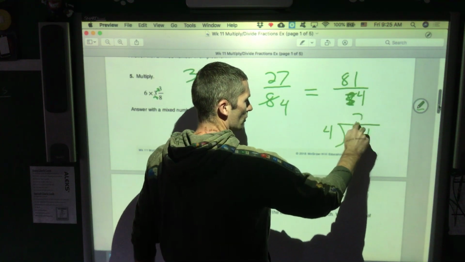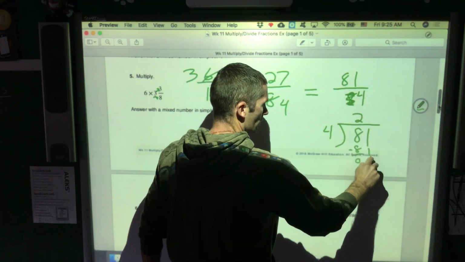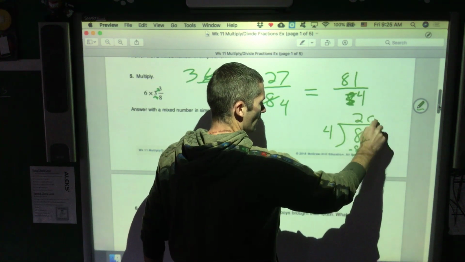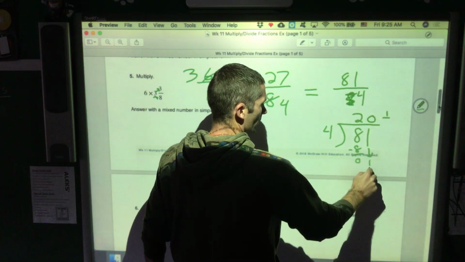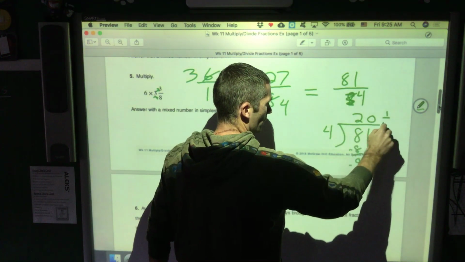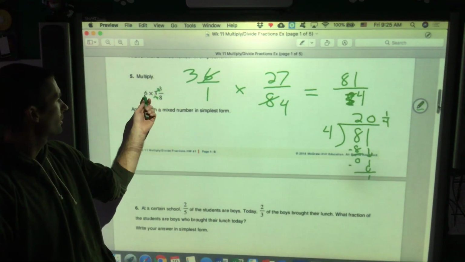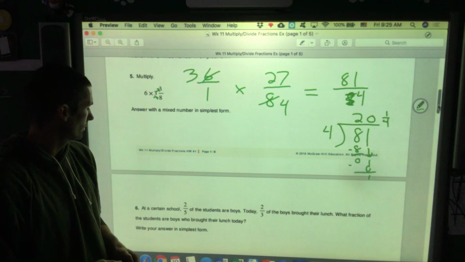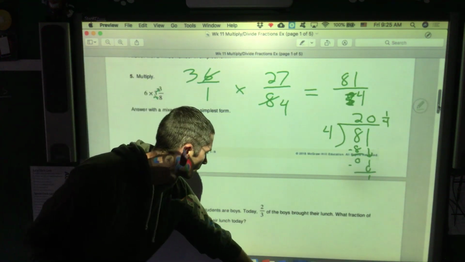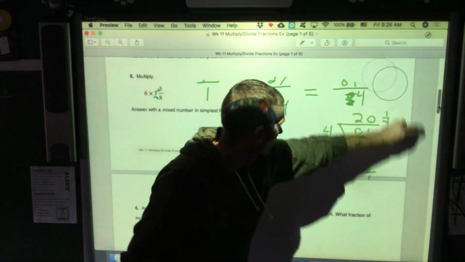4 goes into 8 2 times with no left over. 4 goes into 1 no times. So I have a remainder of 1. 1 out of 4. So my answer is 20 and 1/4. And that makes sense, because 6 times 3 is 18, so it's got to be a little bit bigger than 18. Number 6 is a story problem.